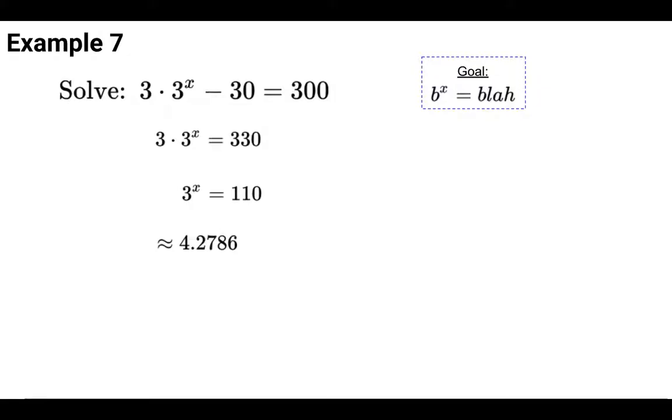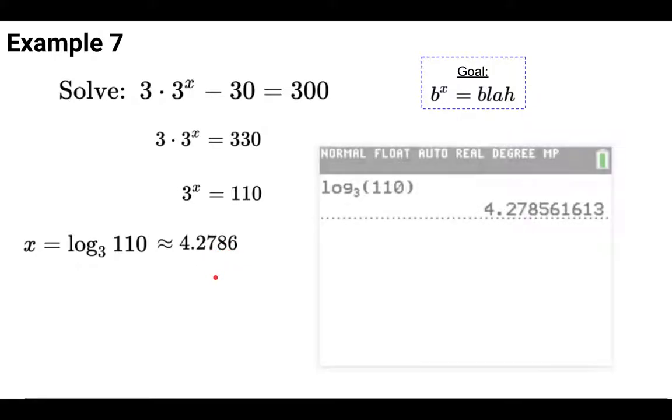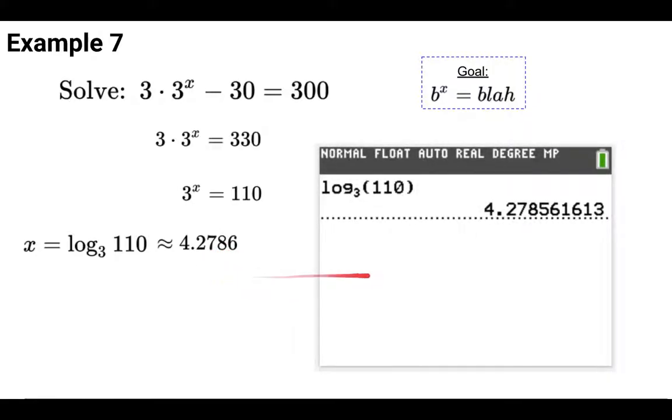Now I can convert this to logs. I could take the log base 3 of both sides, or I could just skip a whole bunch of simplifying steps and jump straight to logarithmic form. So x is going to equal log base 3 of 110. And I think I typed this in the calculator. We'll see if we get this 4.2786. And hey, what do you know? There it is. I did round it out to 4 decimal places, so that's why this guy rounded up.